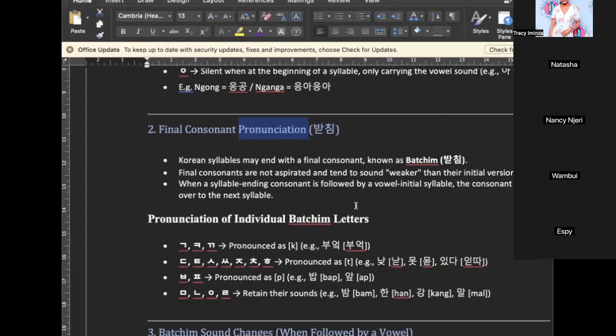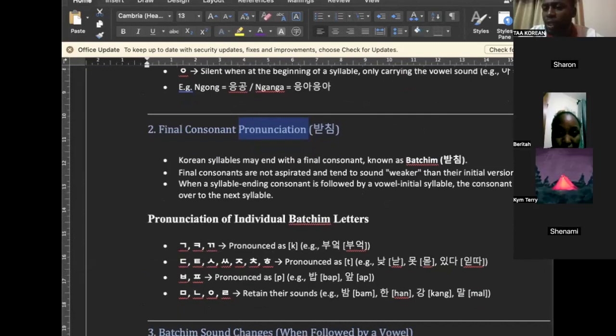What do I mean? If I look at your names, for example, just off the top of my head, you have Sharon's name. Sharon's name ends with an N, which means it does have what we call a batchim. Berita's name has an H at the end of it. But realistically in Korean, do we pronounce that H? No, we don't. Therefore, we say it doesn't have a batchim.